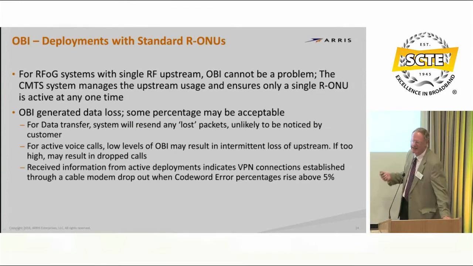So for an active voice call, if OBI is sufficiently high, it may cause the voice call to drop out. It's unlikely. You might lose a little bit of data throughput because in a voice call, they don't resend packets. If you're sending video streaming, you're going to see holes in the video. You're going to get errors. If you're running a VPN network, figures I got back from one operator, if the packet loss is above 5%, they're seeing VPN connections start dropping out of their network. So that starts to cause a major problem on those networks.